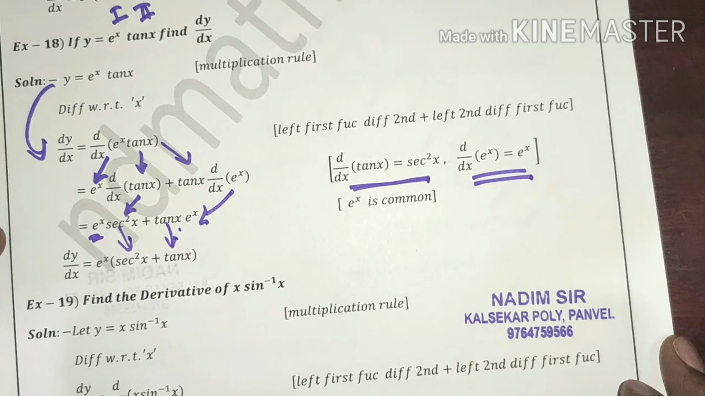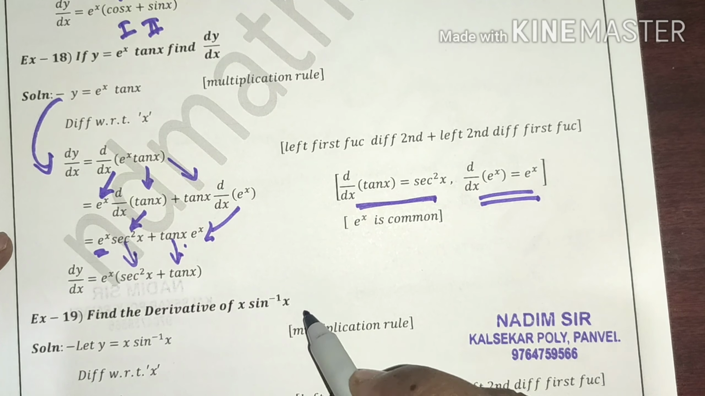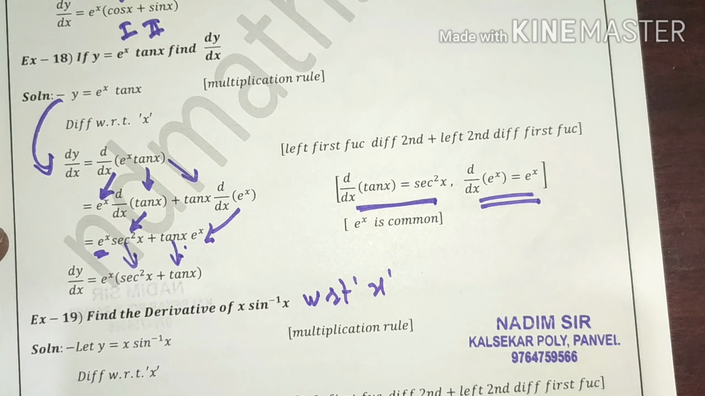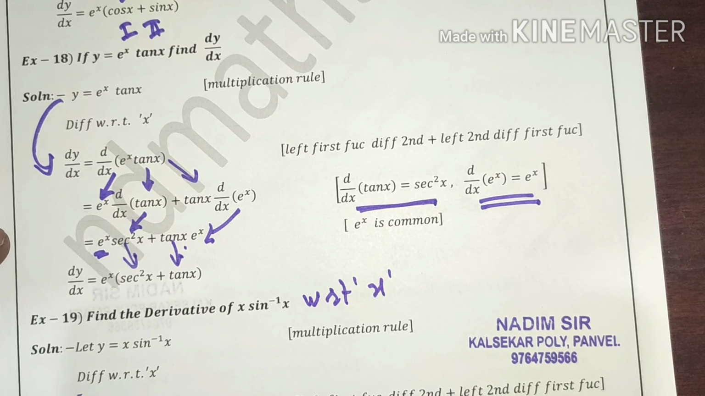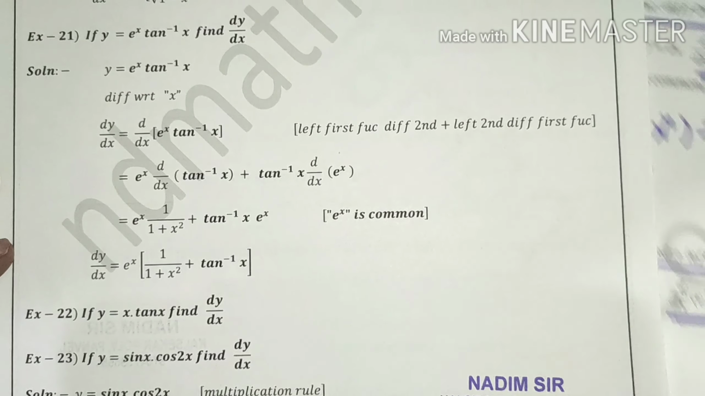See another example. Example number 19. Find the derivative of x sin inverse x with respect to x. Here, rewrite in your solution, differentiate on both sides. We know that the derivative of y is dy by dx, or dy by dx of x sin inverse x. x is the first function, sin inverse x is the second function.